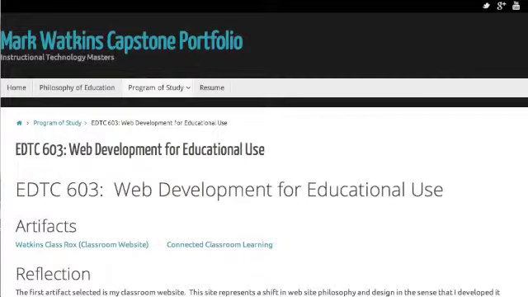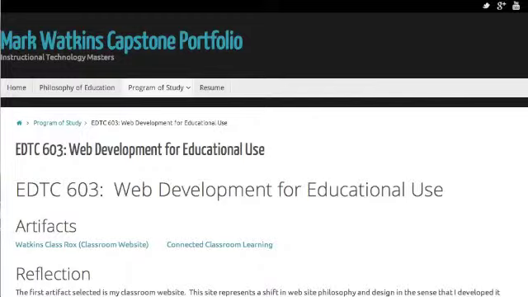I was so excited for web development for educational use whenever I saw it in the program that would be taken in this instructional technology master's program. And web development is one of those things that's really interested me, I think, for a long time.